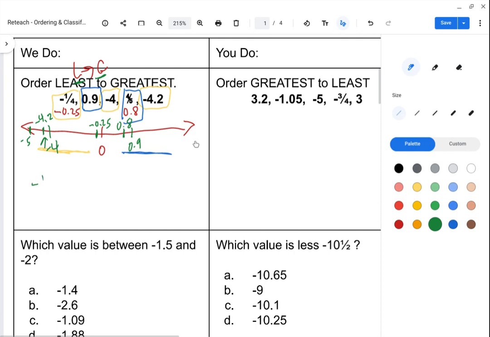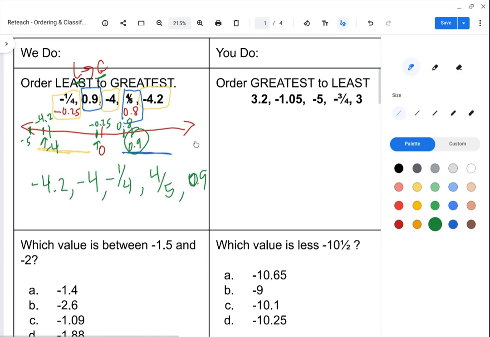So -4 2/10. Then the next one is -4. Then I'm looking here. My next one is negative 25/100, which was negative 1/4. Notice the least, all of them are negative before you get to positives. So the next one is 4/5, and the biggest one was up here, 9/10.